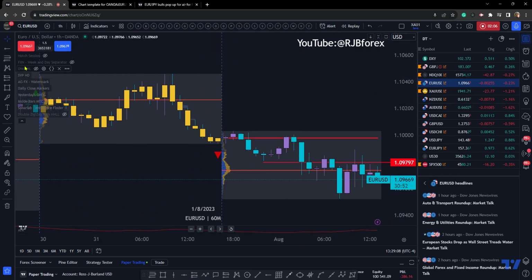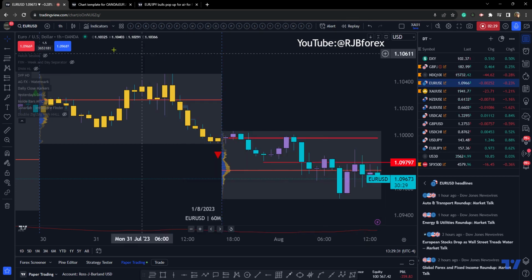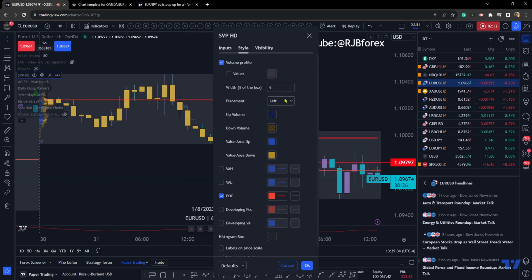And then, where are we on that? So you can find that, I believe it might have moved, but let's try SVP. Okay, so session volume profile is an indicator that comes as default from TradingView. And the way I've set it up, you can take a screenshot of that if you want to copy mine exactly.